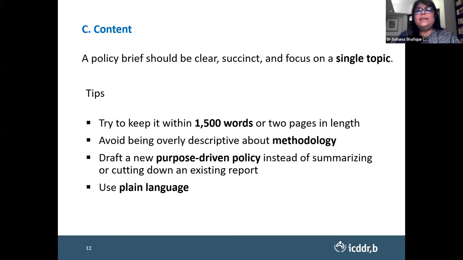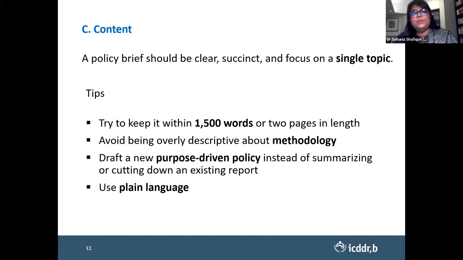We have to keep it within around 1500 words, which is quite ideal, and about 2 pages in length. We should avoid being overly descriptive about the methodology. We understand the methodology is very important for science writing, for communicating science, and also for evaluating the methods.